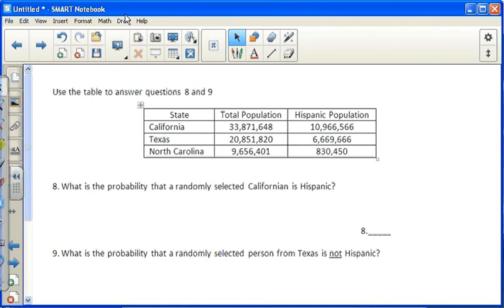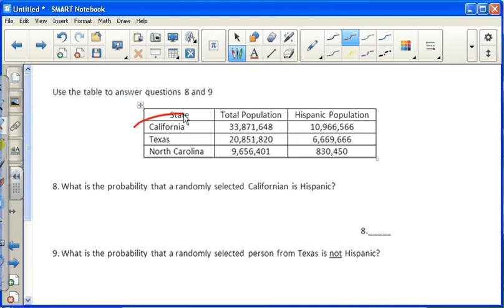This is part 2 of the review sheet for the advanced functions probability test. It says use this table to answer questions 8 and 9. Question 8 says, what is the probability that a randomly selected Californian is Hispanic? So let's look right here at California. Their total population is 33 million, and their Hispanic population is a little under 11 million, so 10.9 million.